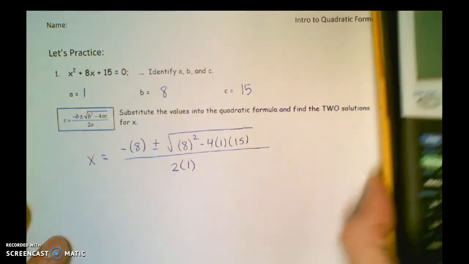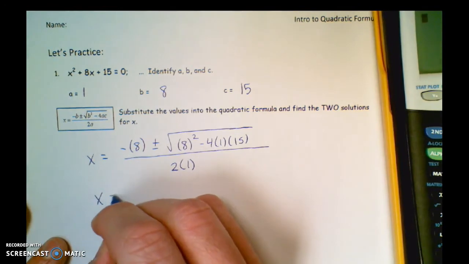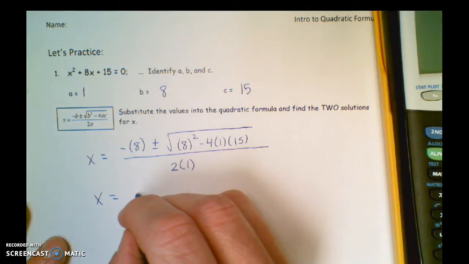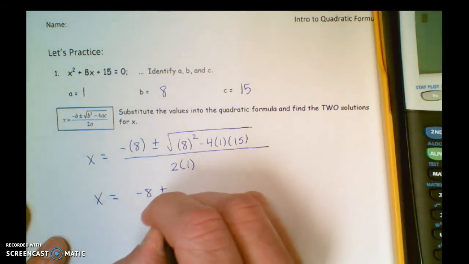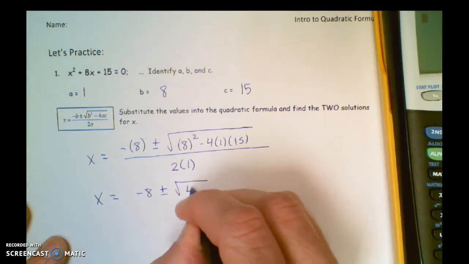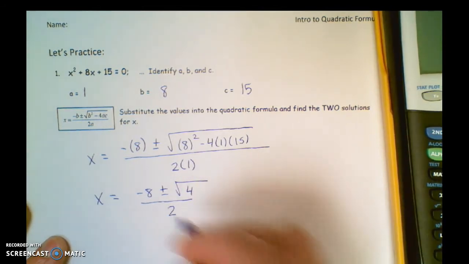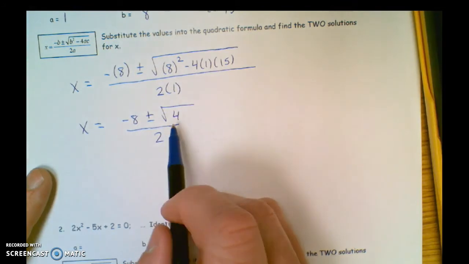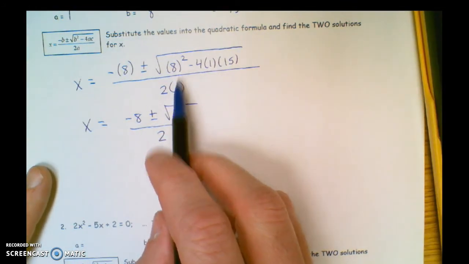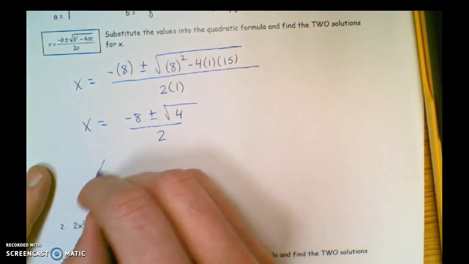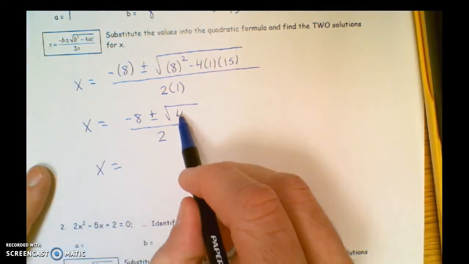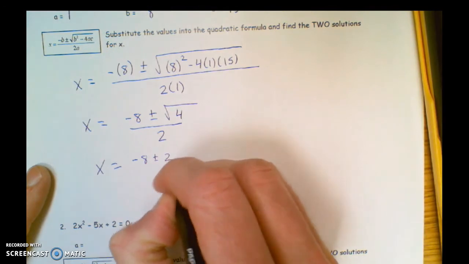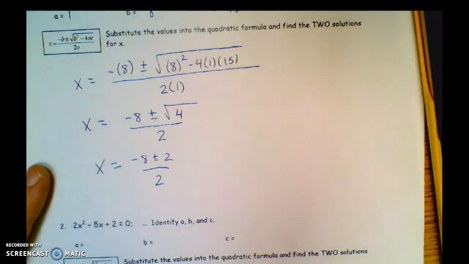So I can rewrite this problem as x equals negative, and then positive 8 gives me negative 8. So it's the opposite of 8, which is negative 8, plus or minus the square root of 4 all over 2. So now this one isn't as daunting as it initially was when we started. It's not as hard or intimidating. What's the square root of 4? Well, the square root of 4 is 2. So I have negative 8 plus or minus 2 over 2.